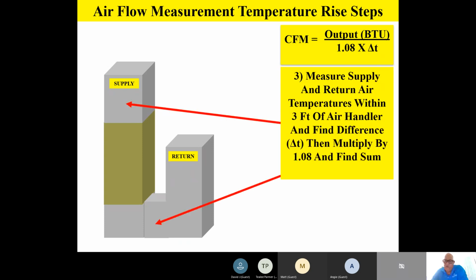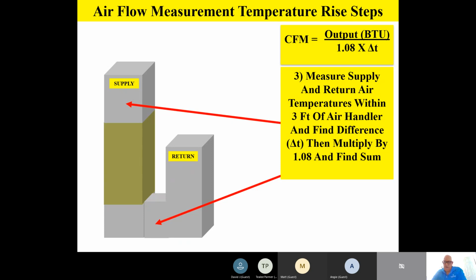We're then going to measure our supply and return air temperature. We want to do that within about 3 feet of the air handler, and then find the difference, or the delta T portion of the formula, of your supply and return air. So let's say our supply is 140 and our return is 70. The delta T would be the difference, which would be 70 degrees in that example. So we find the difference in temperature between supply and return. And then whatever that difference is, we multiply that number times 1.8 and then find the sum or find the number.